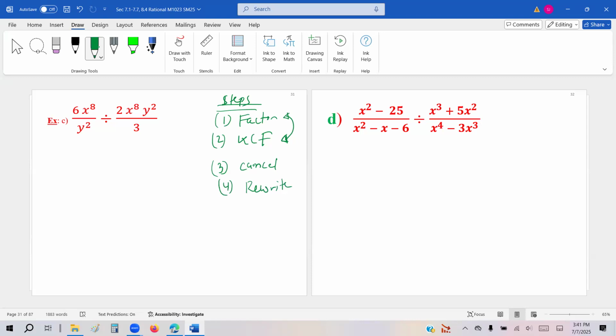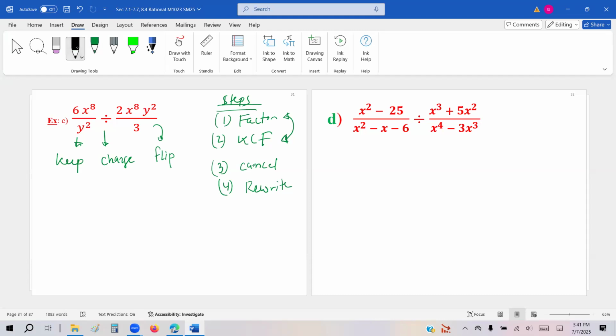So keep, change, flip. We are going to keep the left fraction, change the division into multiplication, and flip the right fraction. That's how we divide. We don't know how to divide, so we multiply with the reciprocal. Reciprocal means you just flip top and bottom. That's it. Here we didn't have to do factoring because that's factorable.